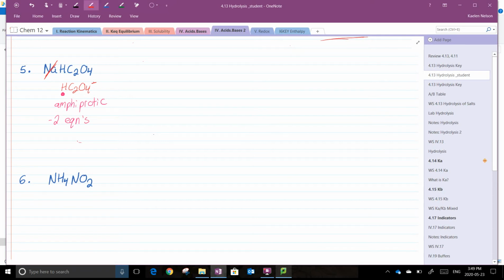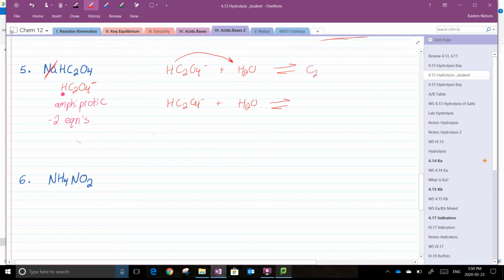So I start my amphiprotic by doing HC2O4 minus plus H2O. And I write the exact same thing underneath it, HC2O4 minus plus H2O. So I started with 2 identical equations. In the top equation, I'm going to donate my H. I always follow this pattern with donating first.